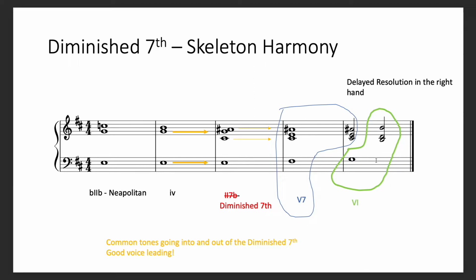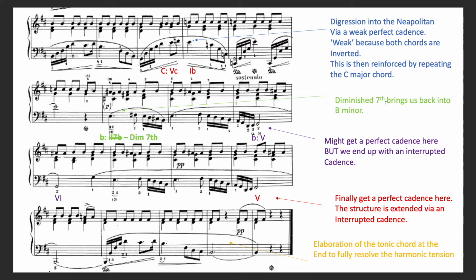Okay, and then we have this slightly delayed resolution to chord 6 in the right hand. So you can see that the bass has changed. We go from F sharp to G, from the 5th step of B minor to the 6th step of B minor in the left hand, but the right hand holds that 5/7 chord for the first 2 beats of that bar, and then it resolves in the last half of this bar. So that's broadly speaking what's going on.